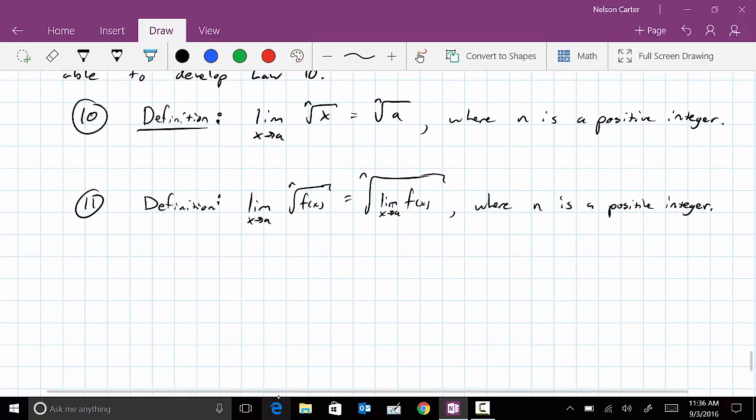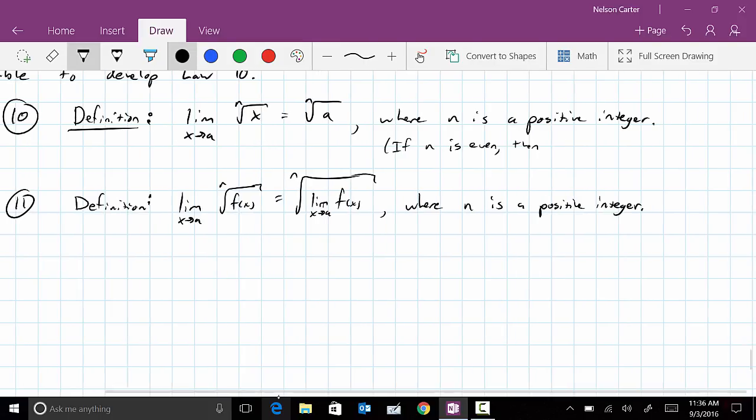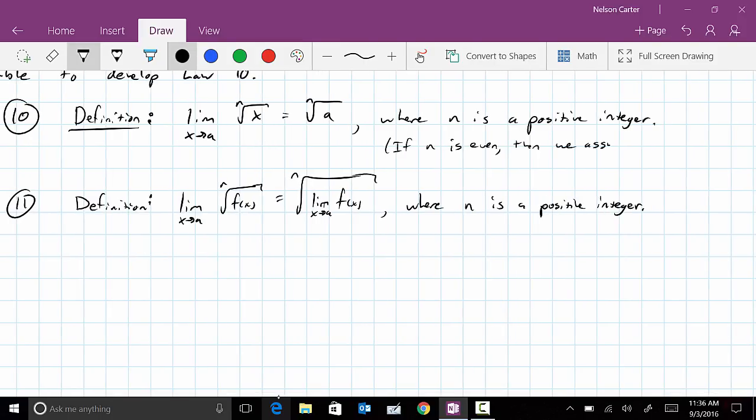And I'll just say one thing about these last two. I'll say this also, and this is for 10 and 11. If n is even, then we assume a is positive. And so that's because, remember, if a is not positive, then, or I'll say this, you could say greater than or equal to, really.